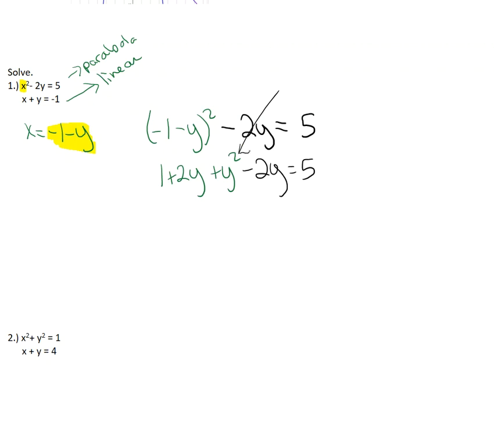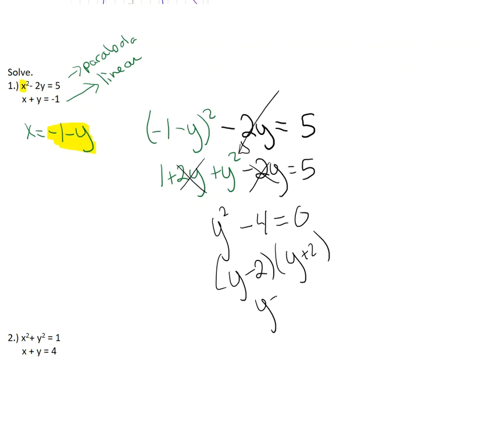Since this is a quadratic, I'm going to bring everything to one side. And this is factorable, so I'll factor this. And you'll notice I get 2 solutions. I get y equals positive 2 and y equals negative 2. What I'm going to do is take each one of these and plug it into the equation to find out what x is.